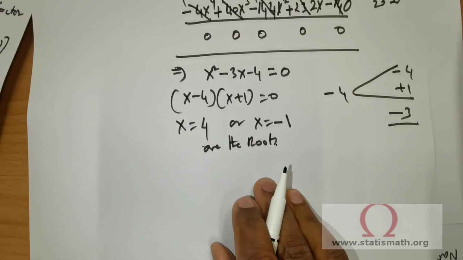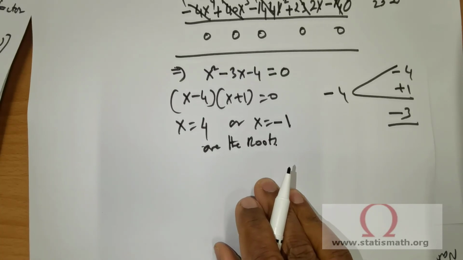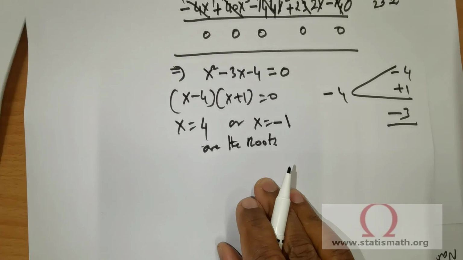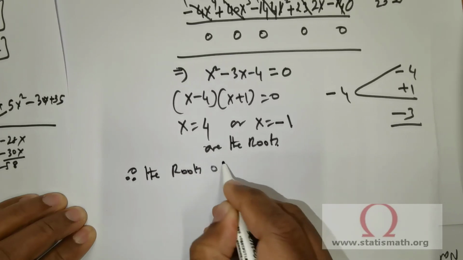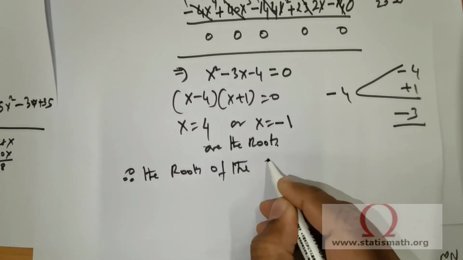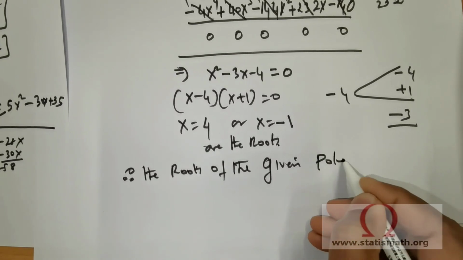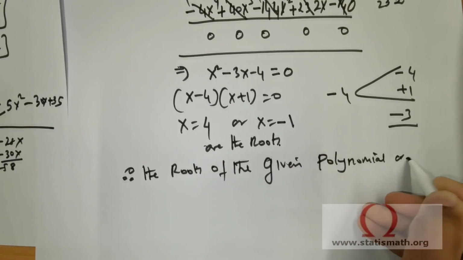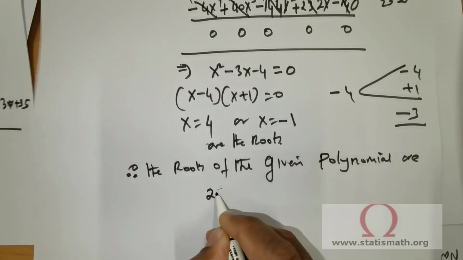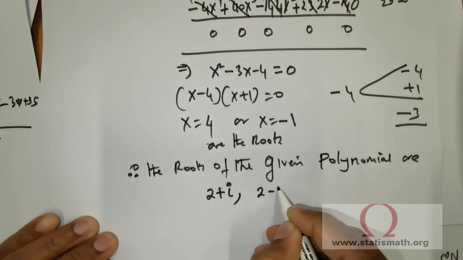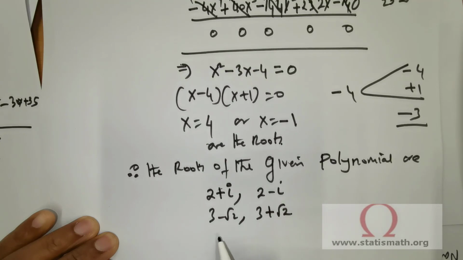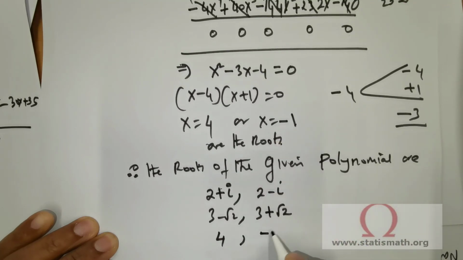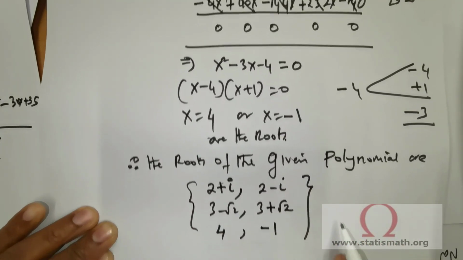Okay, so the point is that we need to now write down the complete roots. So this is complete. So therefore, the roots of the given polynomial are, so we need to write the roots. So we already know 2 positive i is a root. So 2 negative i is a root. 3 negative root 2 is a root. So 3 positive root 2 is a root. And x is equal to 4 is a root. And x is equal to negative 1 is a root. So this is the solution set.